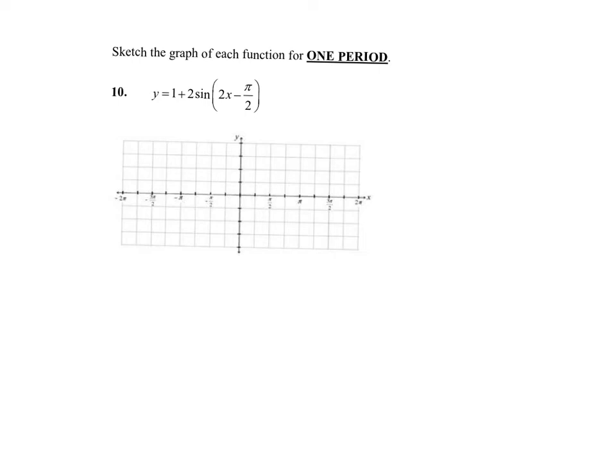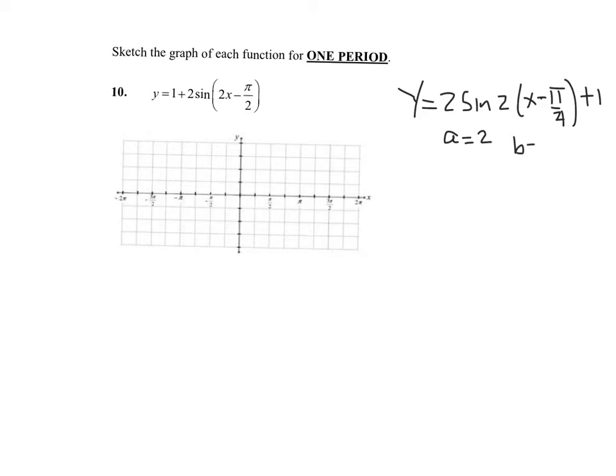Here we are going to see how we can graph this function for one period. So I'm going to start by writing this function. This is equal to 2 sine of, I'm going to factor the 2 out, so this is going to be x minus pi over 4, and plus 1.